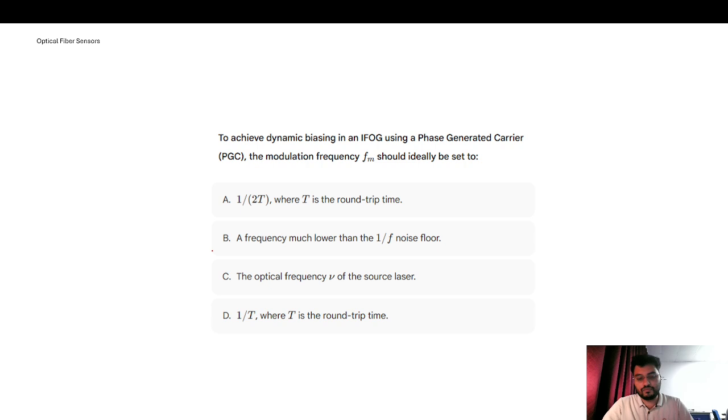The next question, to achieve dynamic biasing in an IFOG using a phase generator carrier PGC, the modulation frequency FM should ideally be set to: A, 1 by 2 tau, where tau is the round trip time; B, a frequency much lower than the 1 by f noise floor; C, the optical frequency nu of the source laser; and D, 1 by tau, where tau is the round trip time.